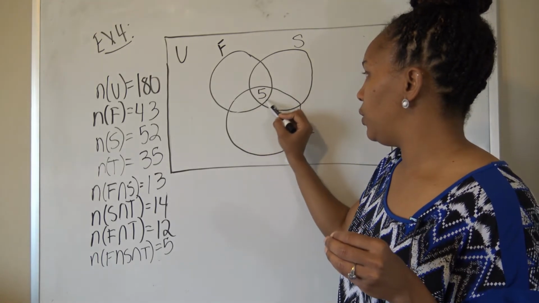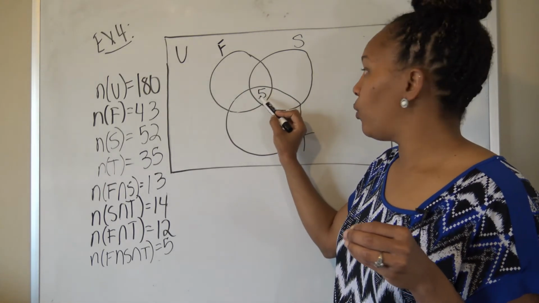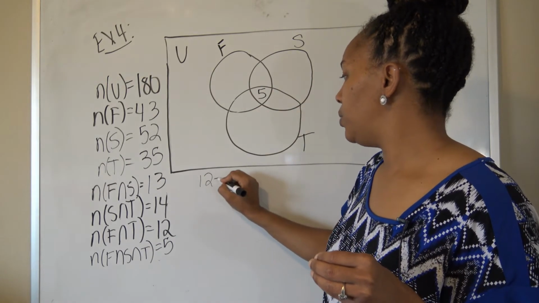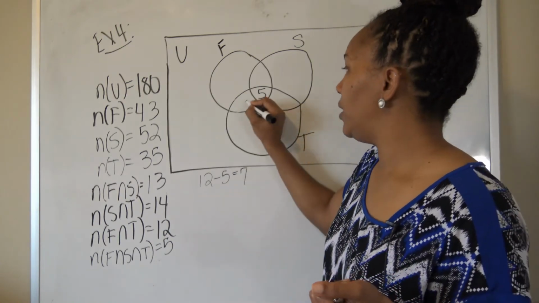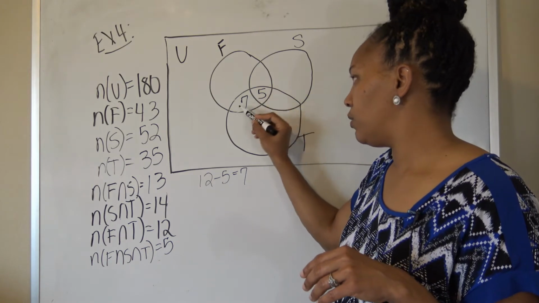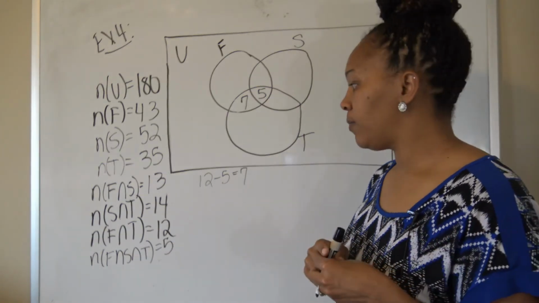So here's the region that represents fraternities and tutorials, and there should be 12 in that region. Well, there's already 5. So in order for me to figure out what that other piece should be, I will do 12 minus 5, which is 7. So this should have 7 in it, because this total should be 12. So 7 plus 5 is 12. That makes that overlapping region have 12 elements.